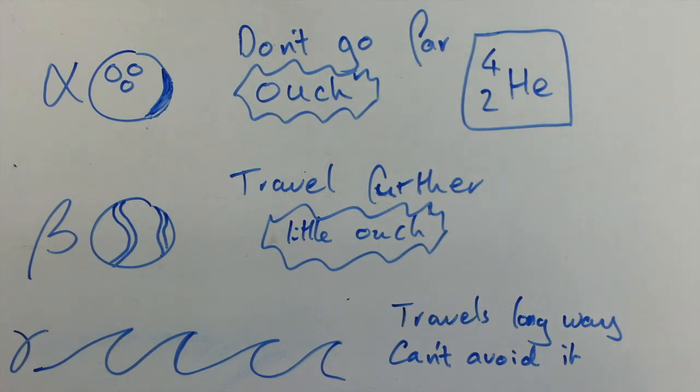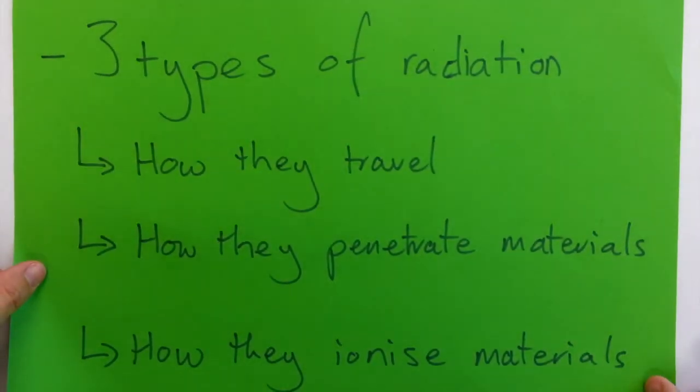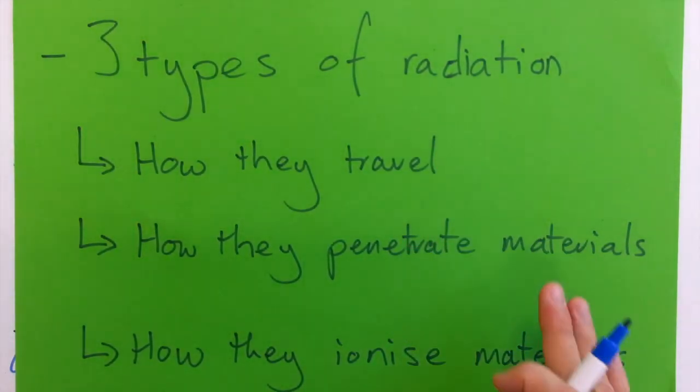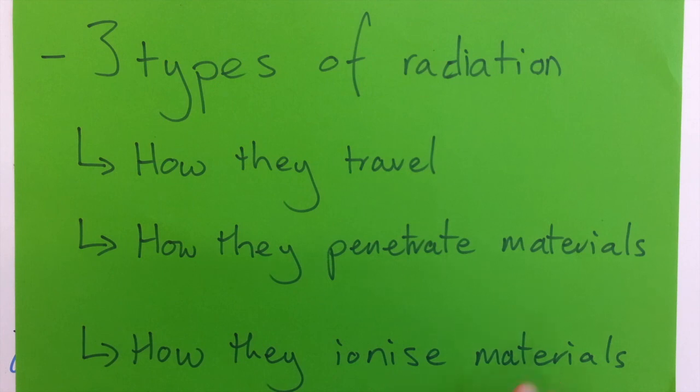So hopefully in this video you've got the three things we started off with. Let's just remind you. Here we go. So we've got the three types of radiation, how they travel, how they penetrate materials, and how they ionise materials.